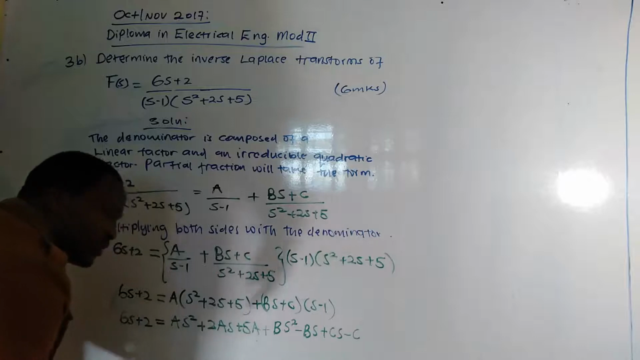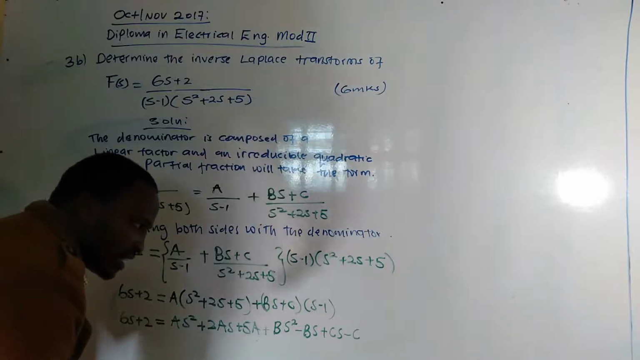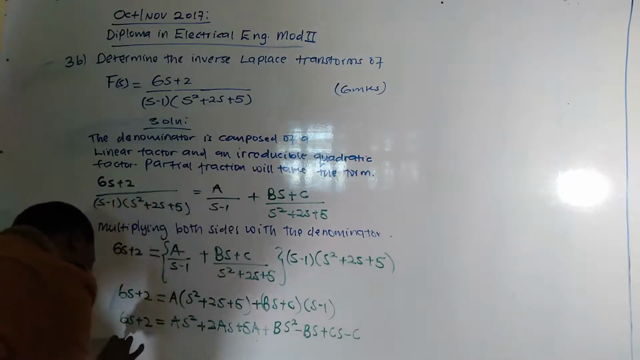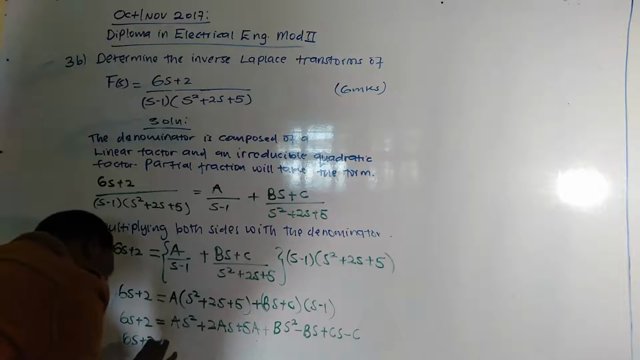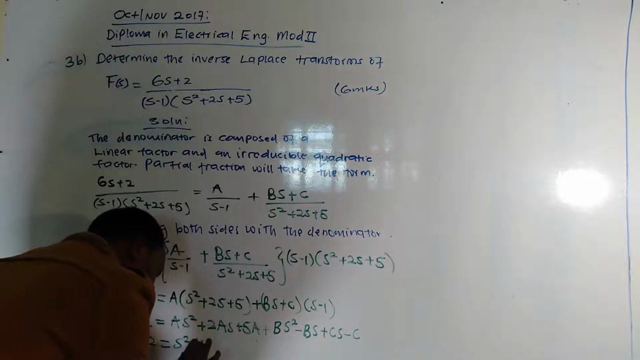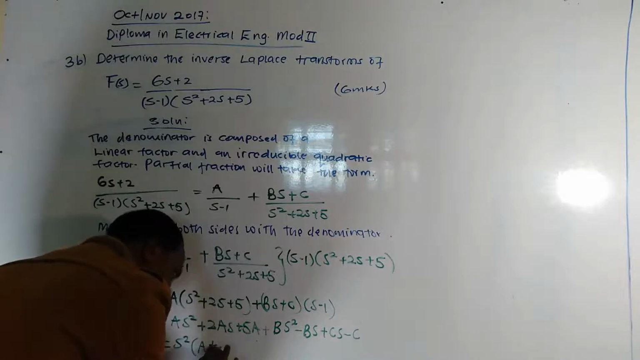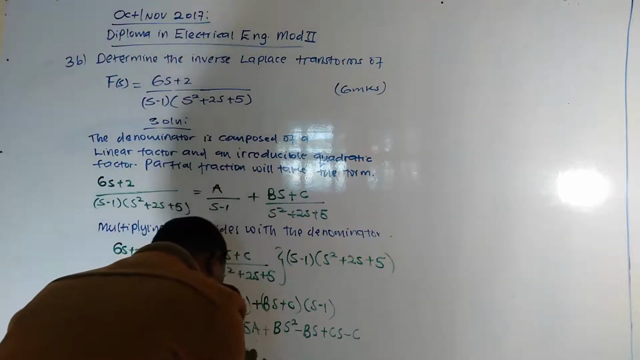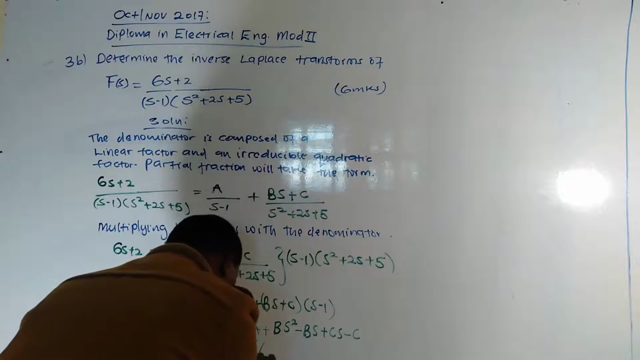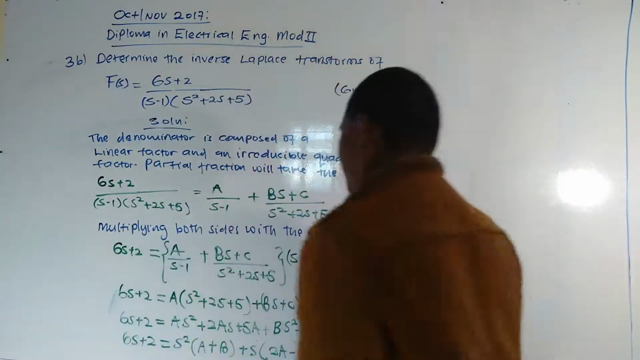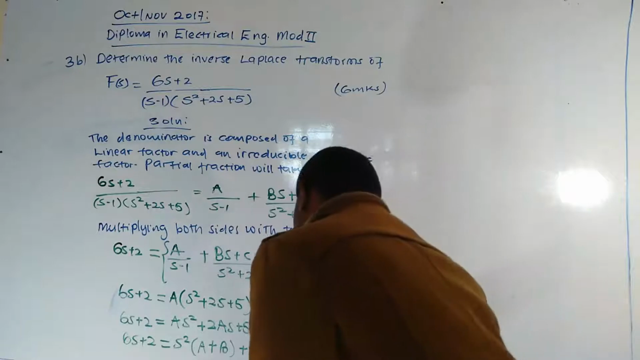Let us now put the term with s squared, the term with s, and the constant terms separately. So you have 6s plus 2 is equal to s squared times (A plus B), plus s times (2A minus B plus C), plus the constant terms, which are 5A minus C.